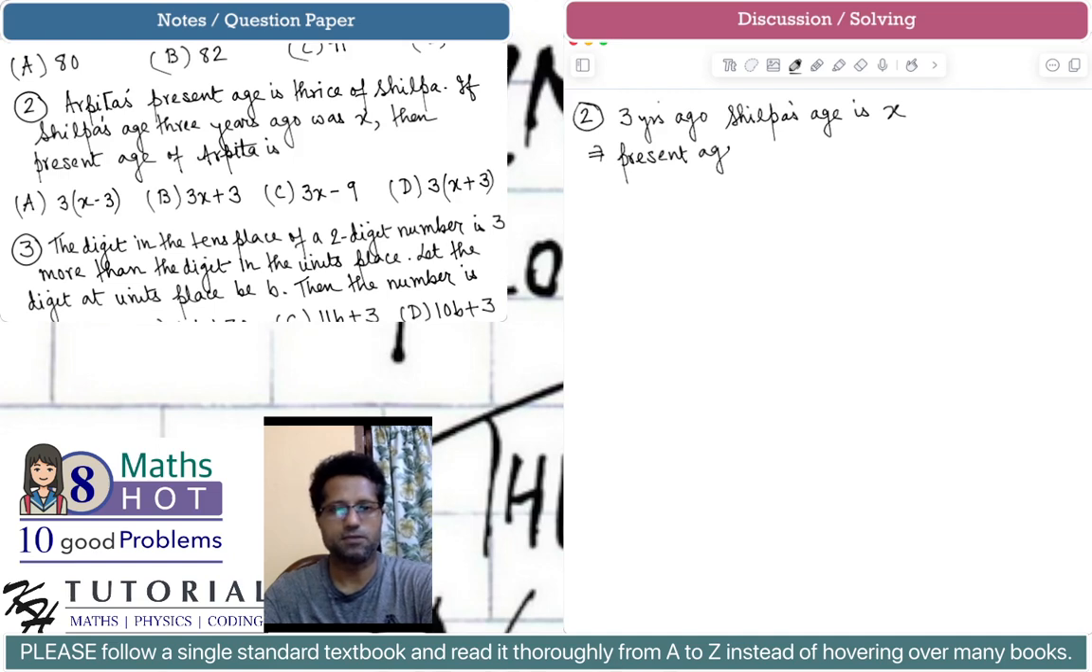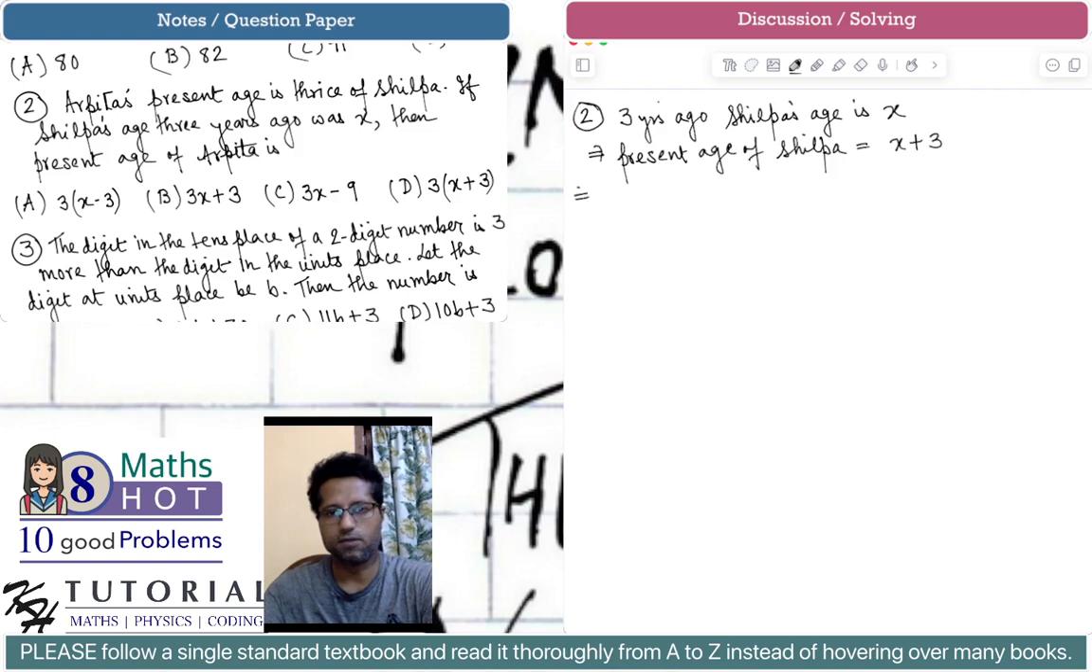If Shilpa's age 3 years ago was X, then the present age of Shilpa is equal to X plus 3, because 3 years ago Shilpa's age was X, so definitely the present age of Shilpa will be X plus 3.